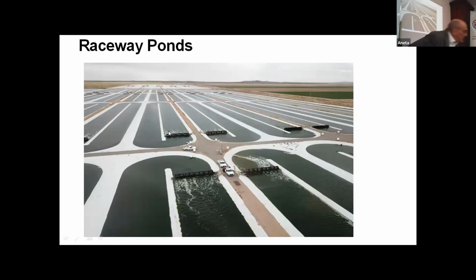You see the paddle wheels, they constantly rotate, and they create the movement of the water through this raceway.